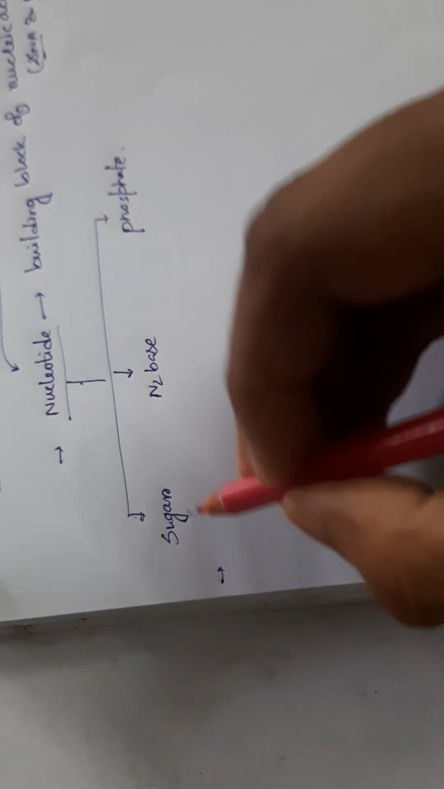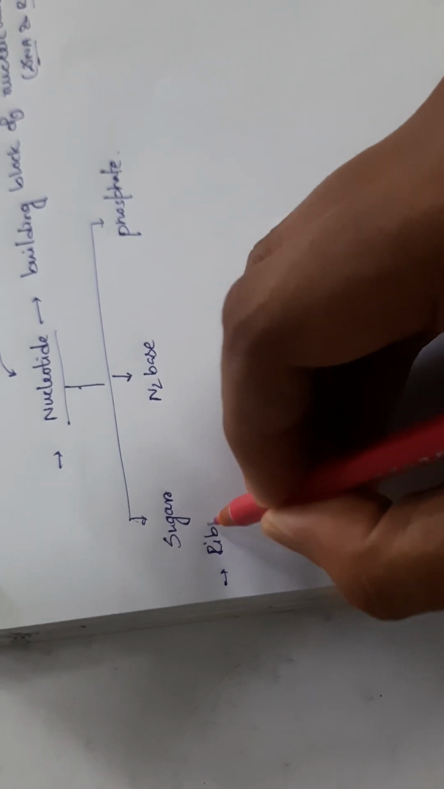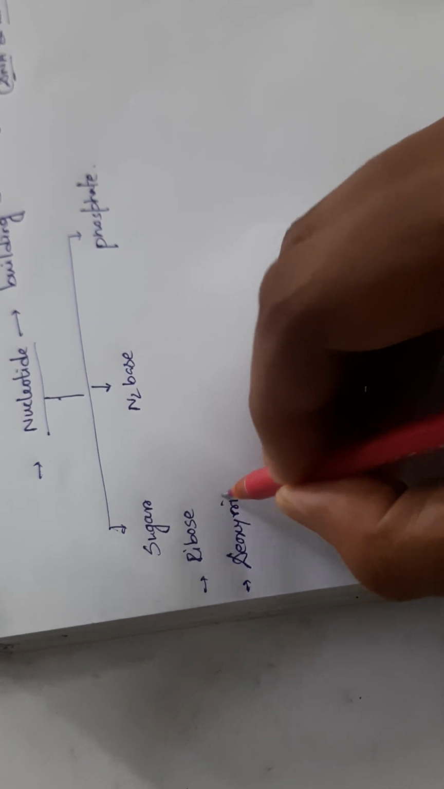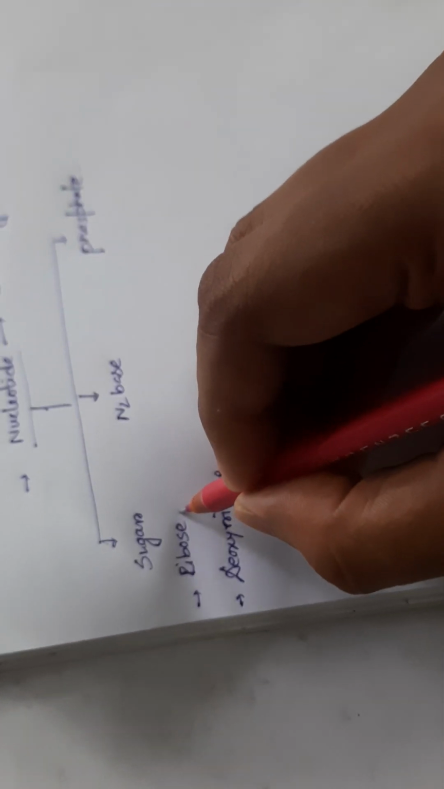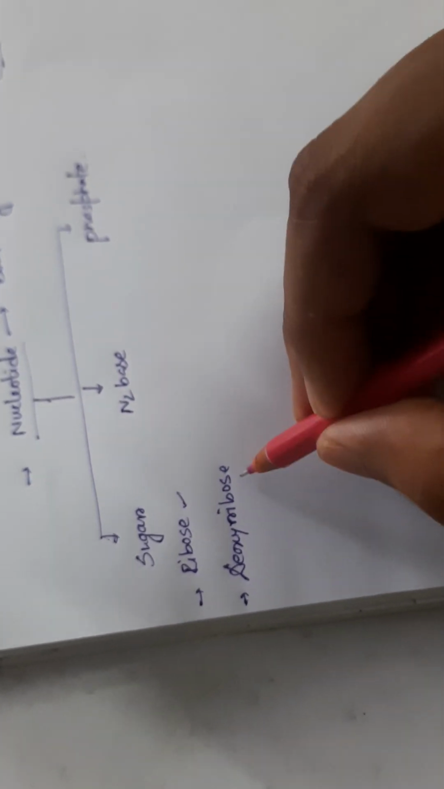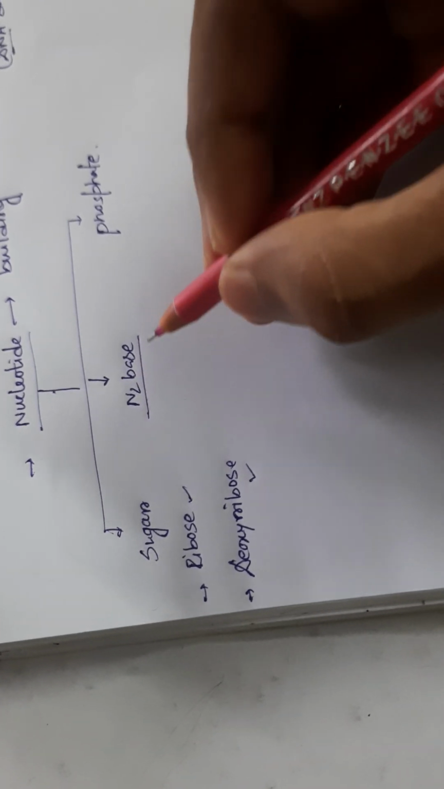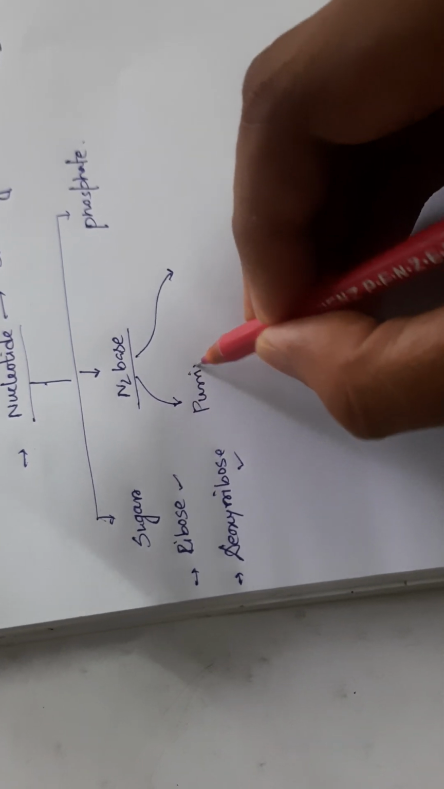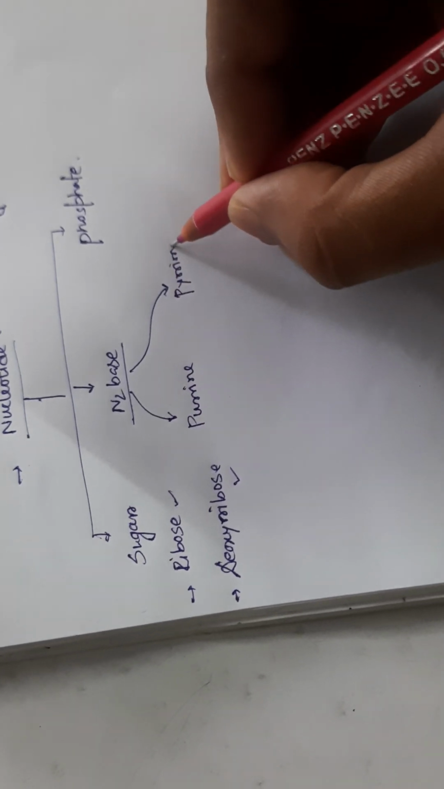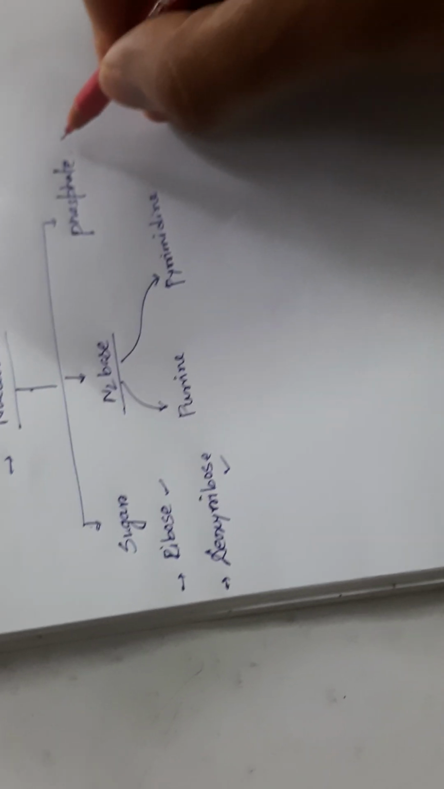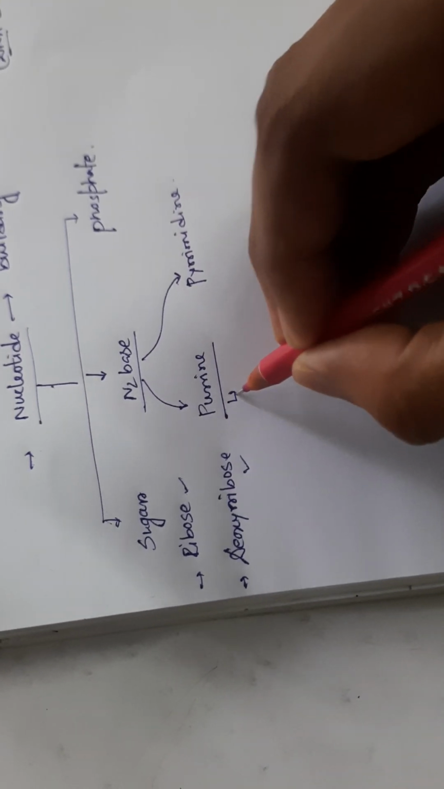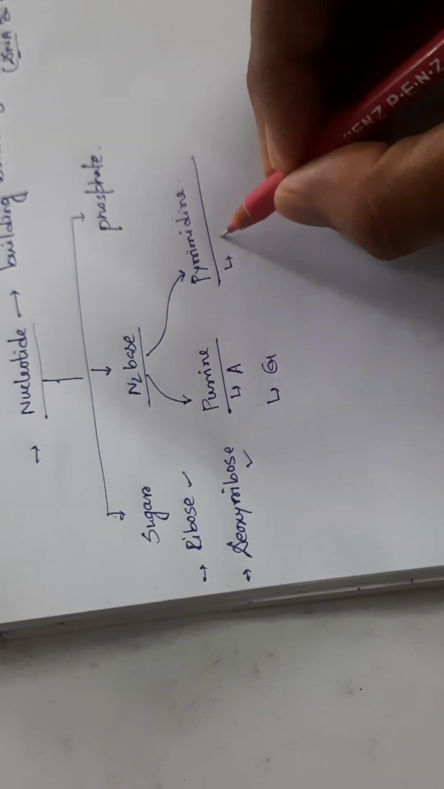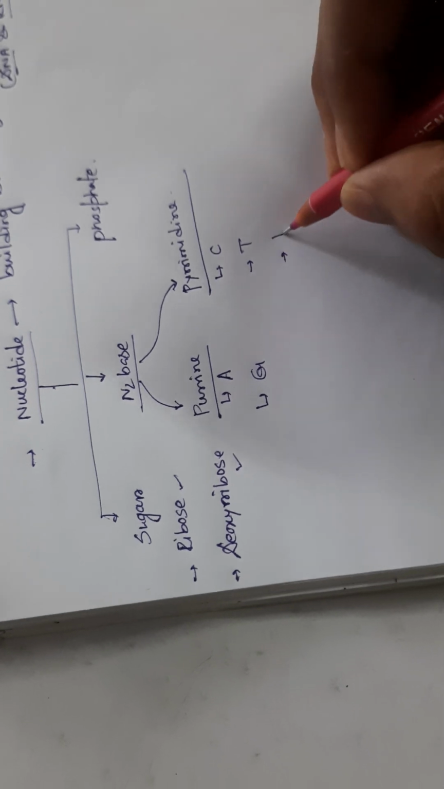So this sugar is ribose or deoxyribose. Ribose is for RNA structure, deoxyribose for DNA. Nitrogenous bases are also categorized into two groups: purine and pyrimidine, and phosphate is phosphate. In the purine group we have adenine and guanine. The pyrimidine group consists of cytosine, thymine, and uracil.